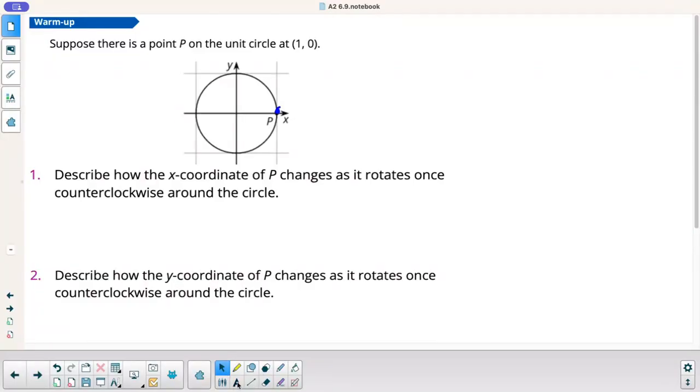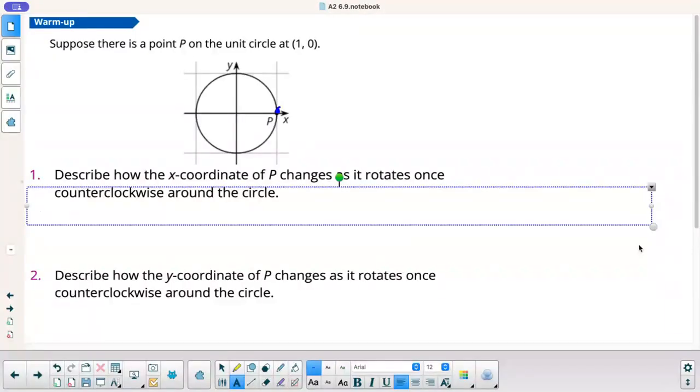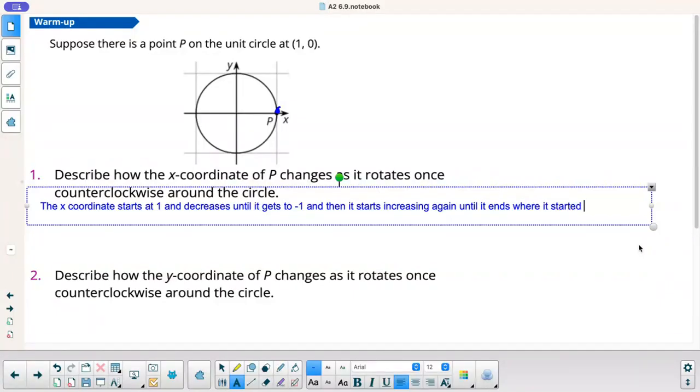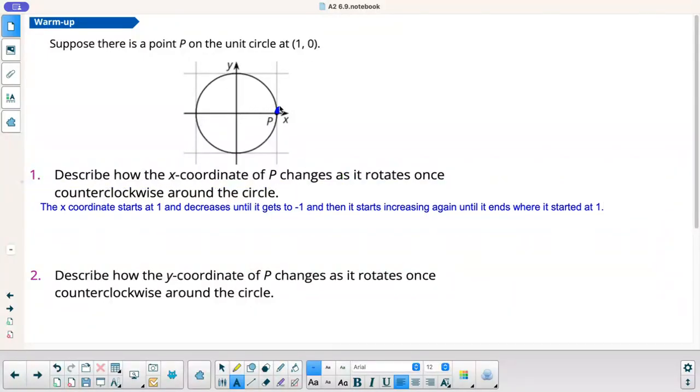Okay, so I'm going to say here the x-coordinate starts at 1 and decreases until it gets to -1, and then it starts increasing again until it ends where it started at 1. Okay, so we're talking the x-coordinates on a unit circle. So this is 1 unit for the radius. So this is (1, 0).